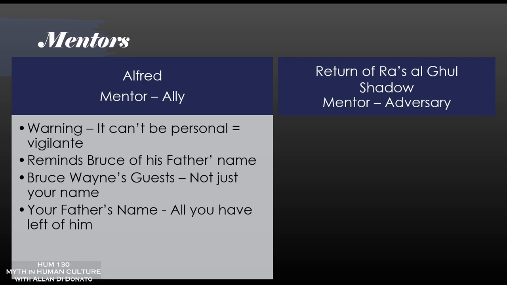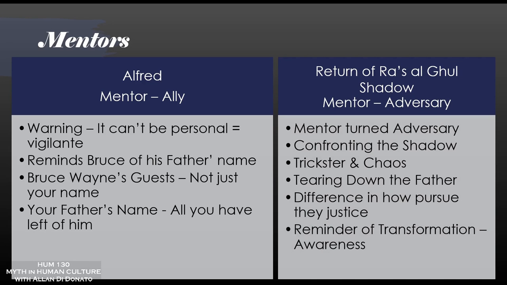On the other hand, you've got the other mentor figure, Ra's al Ghul, who has obviously turned into adversary. He's the shadow that Bruce needs to confront. He's the trickster. He's beginning to literally orchestrate chaos in the city. It's not just the deception and the theatrics that he uses, but he's going to now tear down the entire structure of the city, turn Gotham back into chaos in order to bring it back from the ashes, kind of like a phoenix. He hopes to resurrect the city in a better way, but to destroy crime, he's going to take a very extreme position. So the big difference between them is how they pursue the justice that they seek.